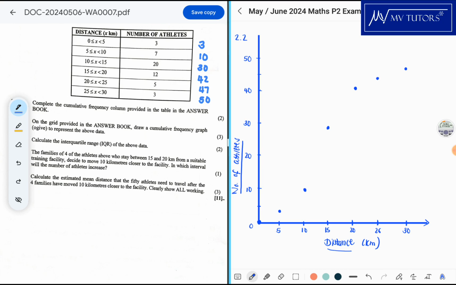Okay, so we can draw our ogive as best as we can. Not really working out from the top. Let's try from the bottom.